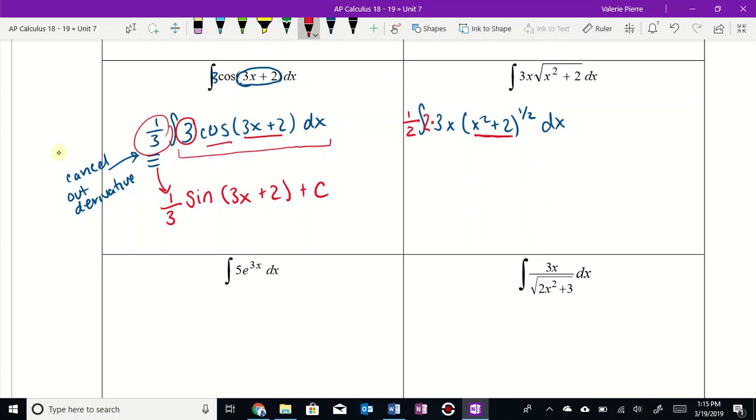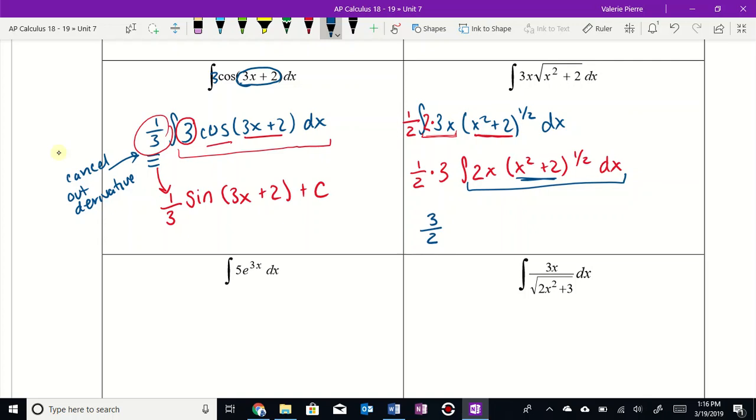So now we have 1/2, and since the derivative of x squared plus 2 is 2x, we want to make sure that the only thing in our integral is the derivative. So this 3 needs to come out. So 1/2 times 3, and then we have the integral of 2x times x squared plus 2 to the 1/2 dx. So now this gives us the license to integrate this integrand. And then out here, we have 3/2.